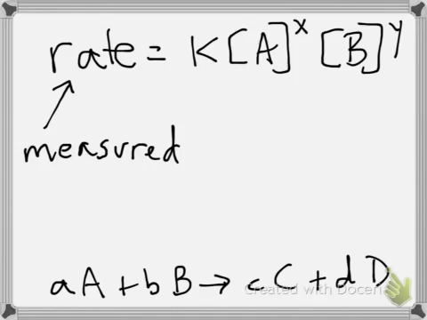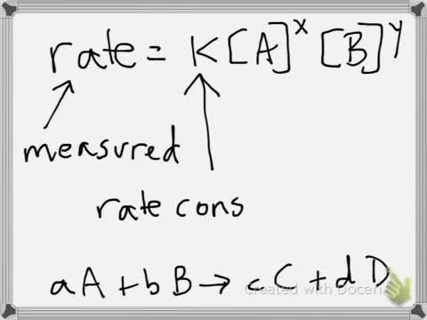Okay, where were we? Rate is the measured rate, so we can measure that with respect to anything. This K value is what we call the rate constant, and the rate constant's units change depending on what X and Y are, the superscripts for the concentrations of A or B. What you should know about the rate constant is that it is a constant for a given reaction at a given temperature.